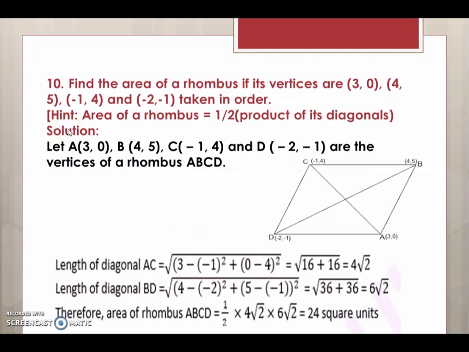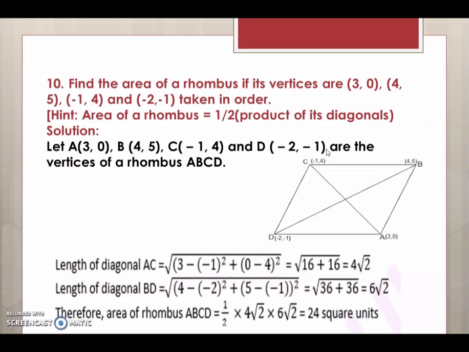Find the area of a rhombus if its vertices are given to you. All the 4 vertices are given. Now the area of the rhombus, already a hint is given, is half into the product of the diagonals. So if you know the diagonals, you can use half into D1 into D2. This is the formula for the area of the rhombus.